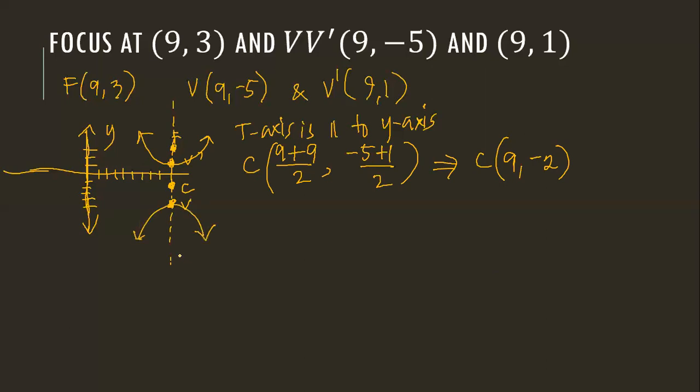Kailangan nating makuha ngayon is yung ating a squared at yung ating b squared. Tignan ninyo, from the focus, which is 9, 3, nanggaling siya from the center, which is 9, -2, ano naman?